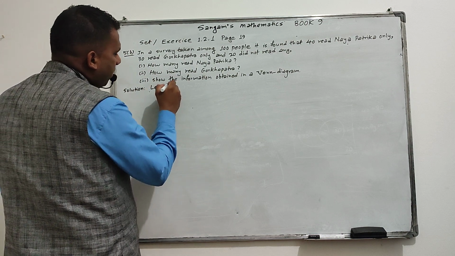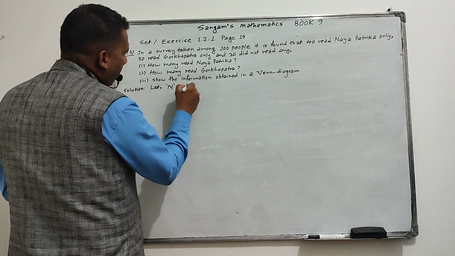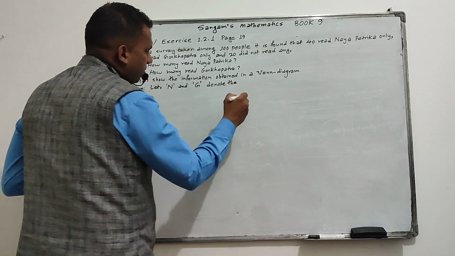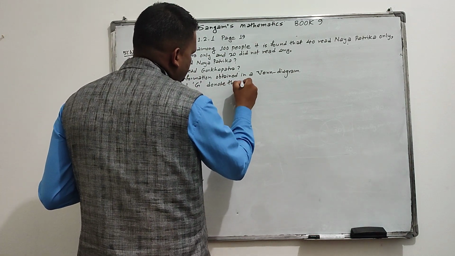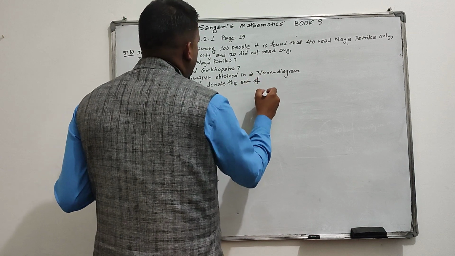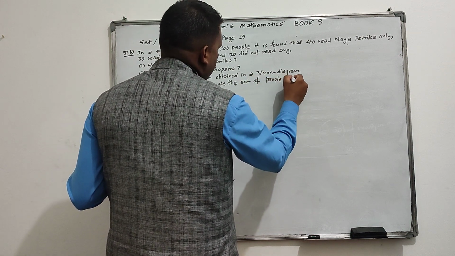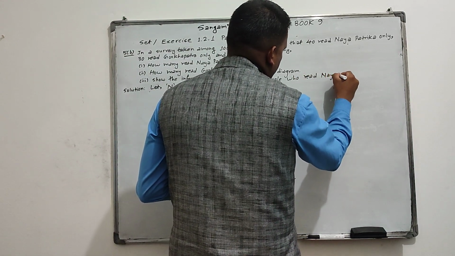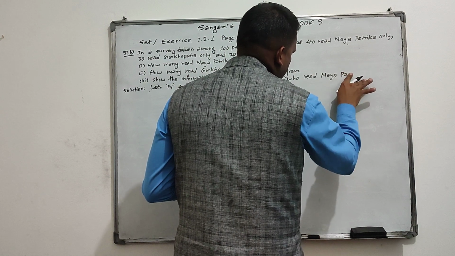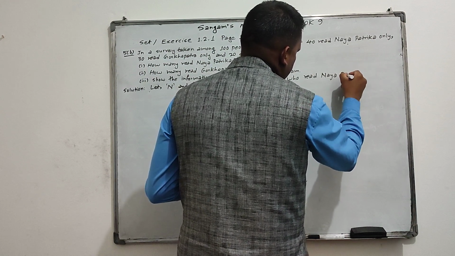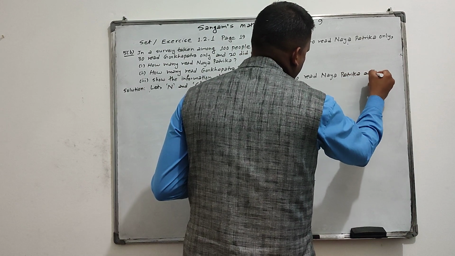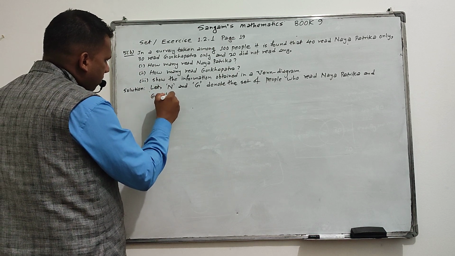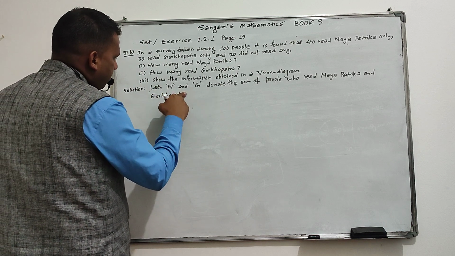Let N and G denote the set of people who read Naya Patrika and Gorkha Patra respectively.